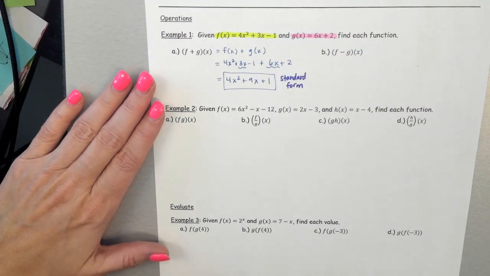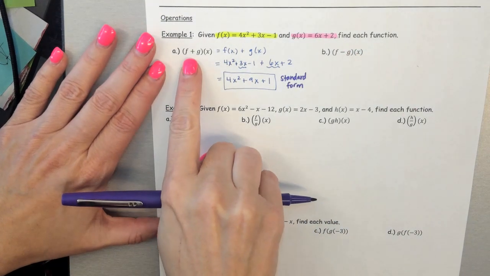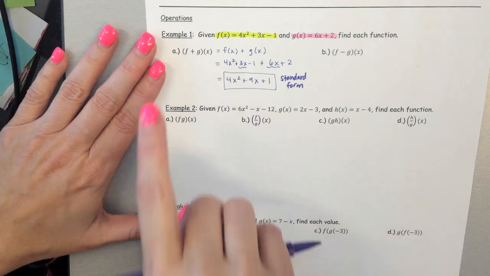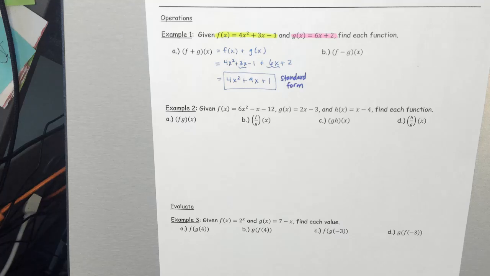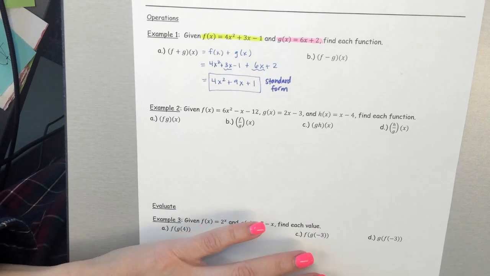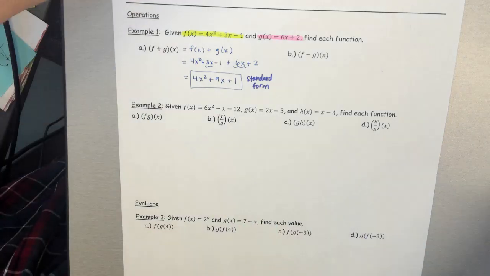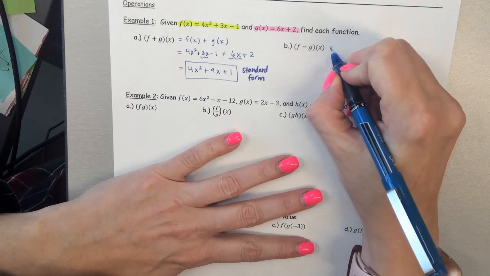No, that's something different. So this is f. Did you say plus? Did you say f plus g of x? Oh, okay. So would that be multiplied? Yeah, we'll get there.